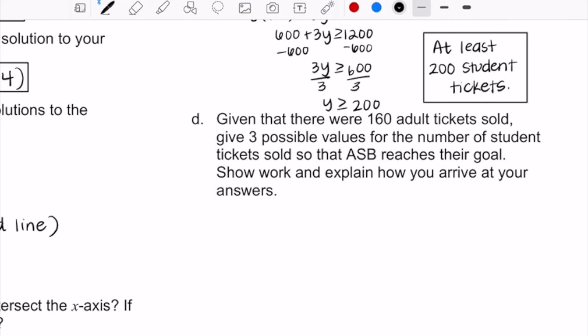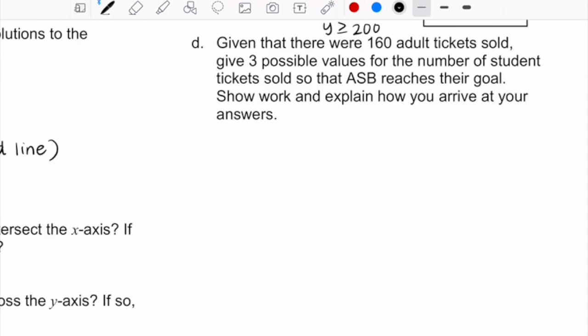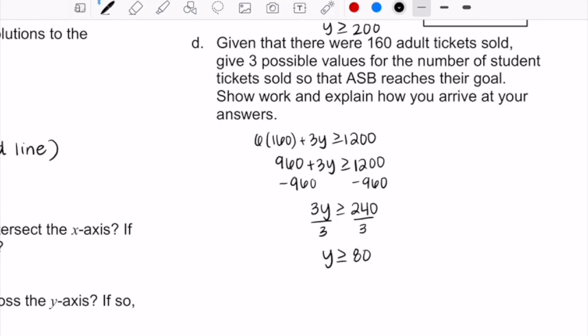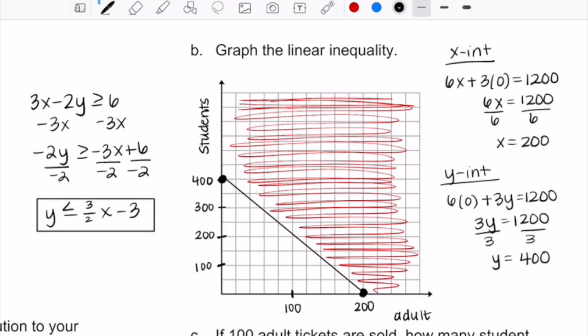There are a lot of ways that you could answer this question. You could definitely use the graph. I'm going to do it differently today though. I'm going to start by plugging the 160 in for x for the adult tickets. 6 times 160 is 960, minus the 960 from both sides, and then divide by 3. You get y is greater than or equal to 80, which means you would need to sell 80 or more student tickets. You can verify that by coming up here and looking at the graph. Right here for 160 adult tickets, you would have to sell anything greater than that point on the line, which looks like it's right at about 80.